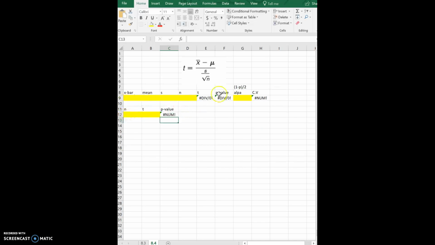Just hit enter. And now everything that's in yellow, you just fill in on your own. And that's how you make this chart. So there you go. Have fun with your homework.